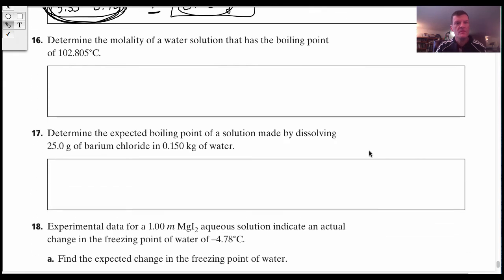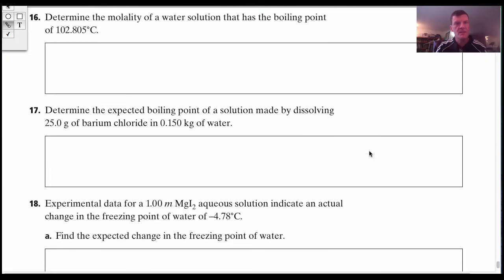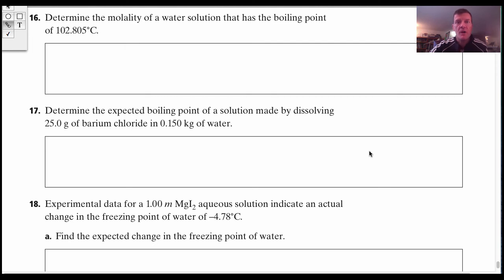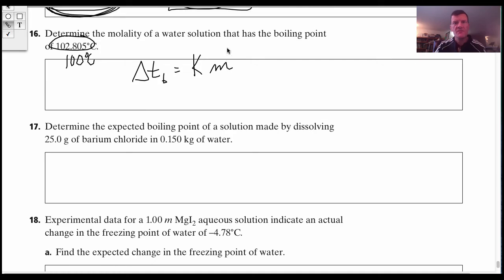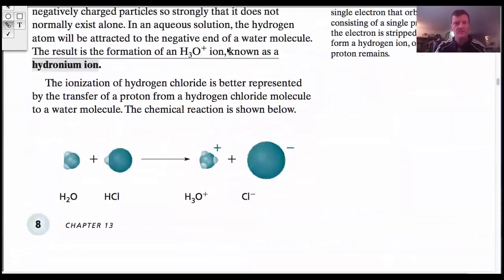All right, number 16. Oops, sorry. Number 16. Determine the molality of a water solution that has the boiling point of 102.805. Okay, boiling point usually of water is 100 degrees Celsius. It went up higher. So it's a similar formula, delta T boiling equals the constant times the molal. Okay? Let's look at the constant for the boiling point elevation of water. I kind of forgot that one, so let's look at that really quickly.